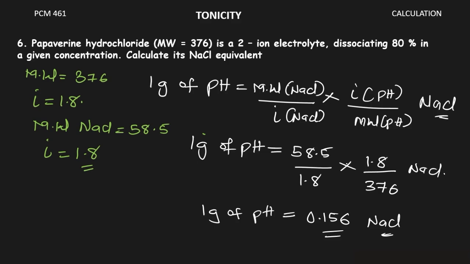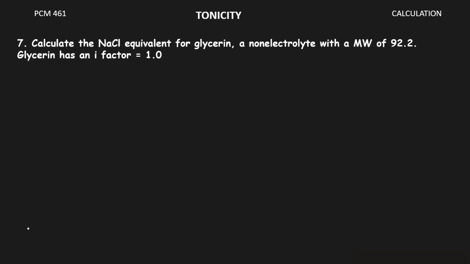That is the formula for calculating it. Now let's see the next one. Calculate the sodium chloride equivalent for glycerin, a non-electrolyte with a molecular weight. Now for a non-electrolyte, the dissociation factor is what? 1. Why? Because the number of particles still remains. Are you getting it now? So undissociated will be 100 over total number of particles after dissociation divided by total number of particles before dissociation, which will be 100 over 100 because there's no dissociation, which will give us 1.